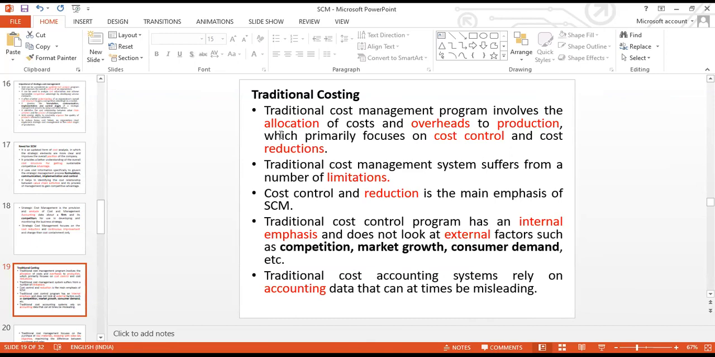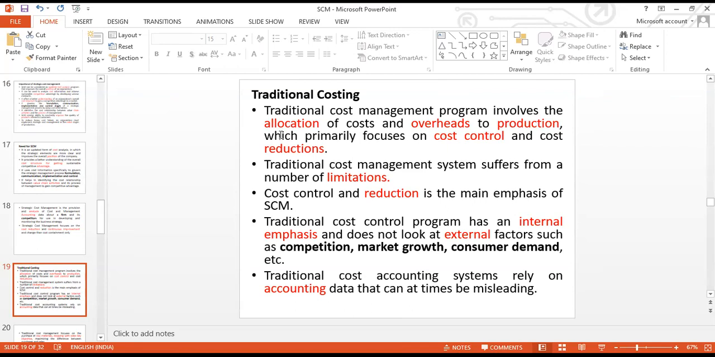Traditional cost management programs involve the allocation of cost. Which cost will go under which head? This cost belongs to selling cost. This cost belongs to factory cost. This cost belongs to administration cost. This cost belongs to selling and distribution cost. We only did this. Whatever cost incurred, we were just bifurcating this cost, but we were not studying why it has come.